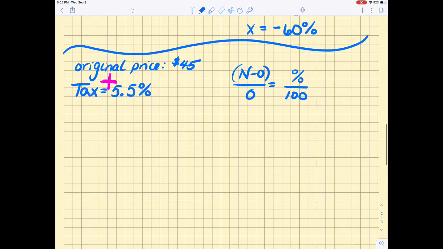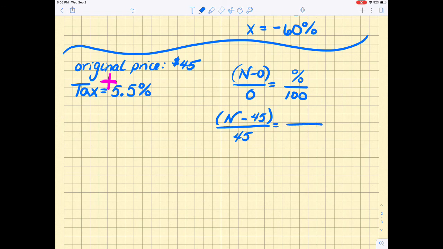Now this is where we've got to be careful. Do we know what the new price is? We don't. We know it's going to be more than $45 because we're adding tax to it, but we don't know exactly what it is. So in this case, the N is our variable, our unknown. It's what we're looking for. The O, the original price, was $45, which was given to us. Don't forget that goes in two places.